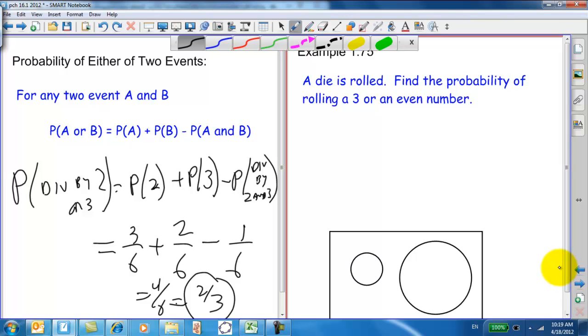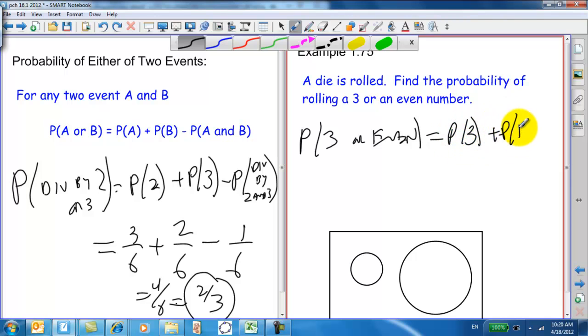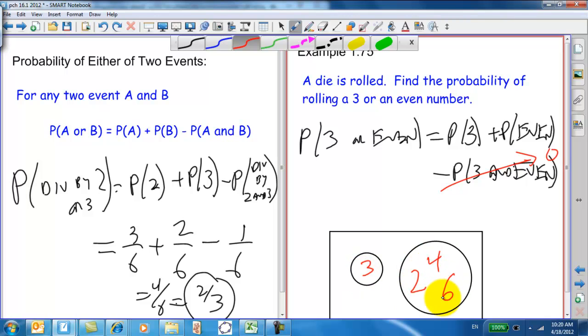A die is rolled. Find the probability of rolling a 3 or an even number. Well, notice how I've drawn the sets separately this time. So the probability of 3 or even equals the probability of 3 plus the probability of even minus the probability of 3 and even. But see, this is impossible. That's 0. Because 3 doesn't overlap with the even set, 2, 4, 6. So you could just take the probability of a 3, which is 1/6, and the probability of even, which is 3/6, and get 4/6, or 2/3.